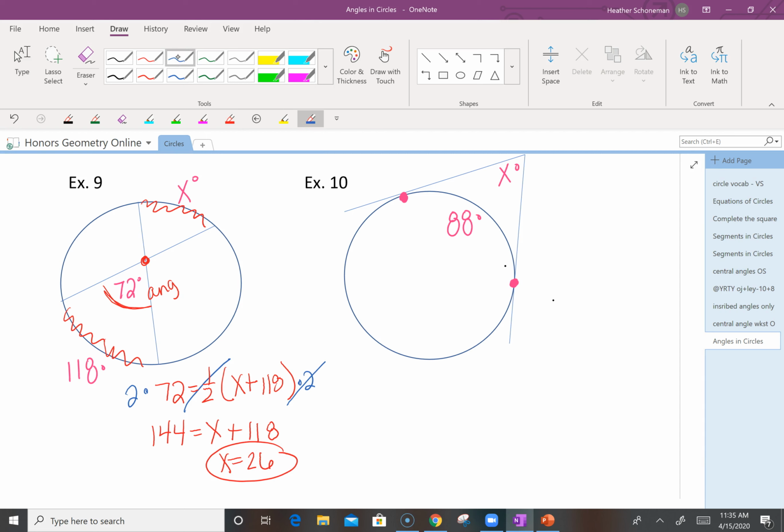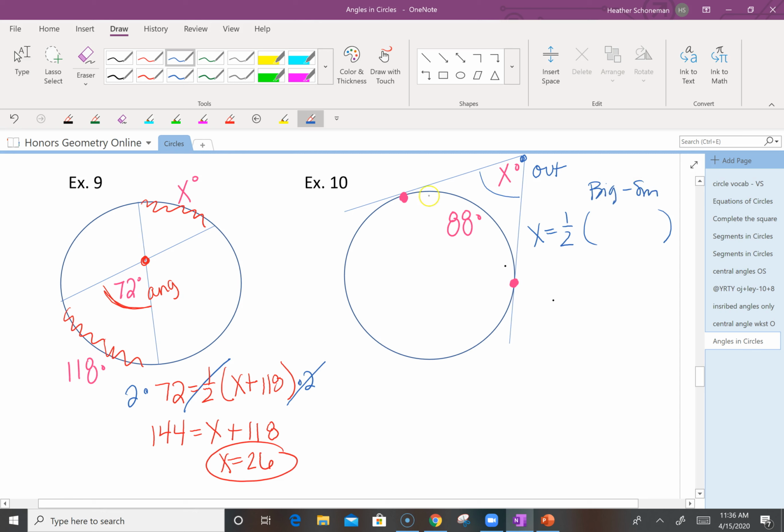All right, let's take a look at number 10. On number 10, the vertex is right here. It's outside of the circle. Okay, this angle doesn't have a name, but that's okay. We're only concerned where the vertex is to be able to set up our equation. The angle is the part closest to the vertex, so the angle is x. So it's going to equal 1/2. When it's outside, it's going to be big minus small.